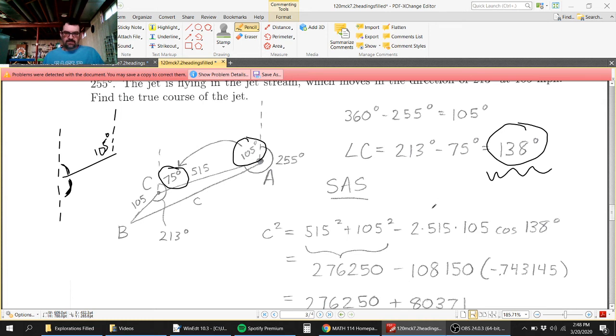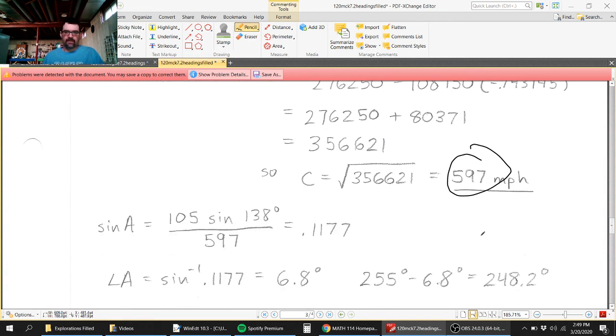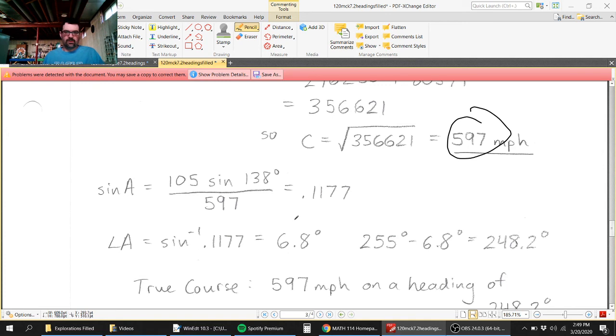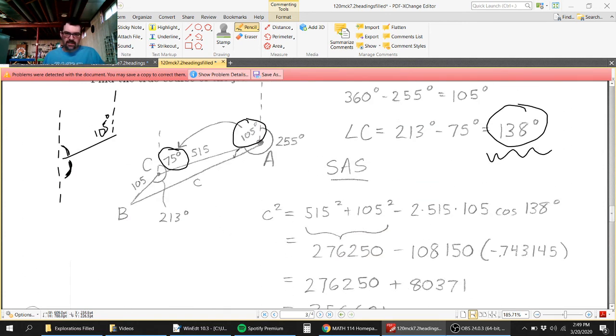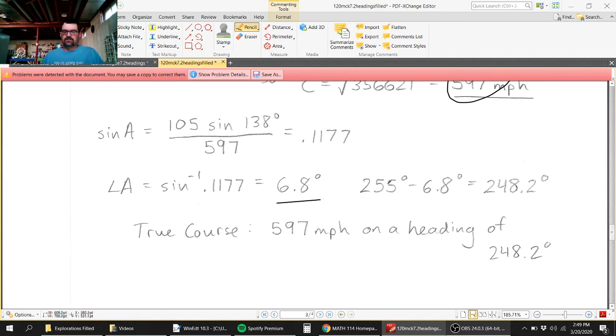All right, the rest is what I said before. Law of cosines to find the missing side, 597 is what that works out to. And if we do the law of sines, we get little skinny angle A in the triangle. And that's this. So subtract and we get our direction. And here's the summary of that whole problem.